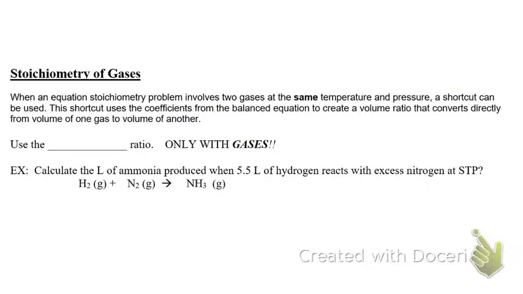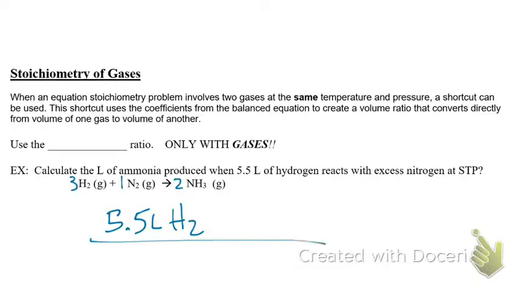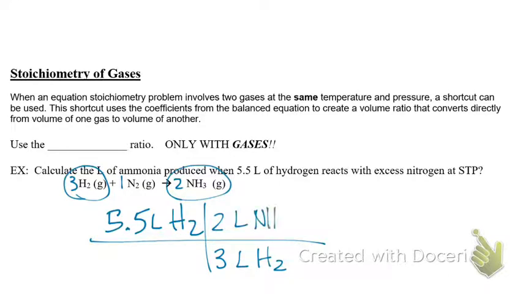So this is what I want you to write down. We are going to be using this 5.5 liters of hydrogen, rebalancing my equation, of course, because I had cleared that out with everything else. And now I'm just going to use what we used to call a mole ratio from the balanced equation, which is now going to act as a liter ratio. So I'm going to put 3 liters of hydrogen on the bottom and 2 liters of ammonia on top. And this gets me my same answer, just a whole lot quicker than what we had done that other way.